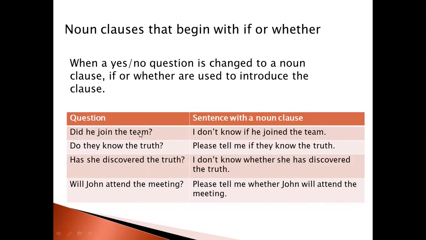Did he join the team? Let's look at the sentence with the noun clause. I don't know. See, we directly put an if, then the subject, he, then the verb in the correct tense. I don't know if he joined the team. Do they know the truth? Please tell me. The if, the subject they, the verb know the truth.